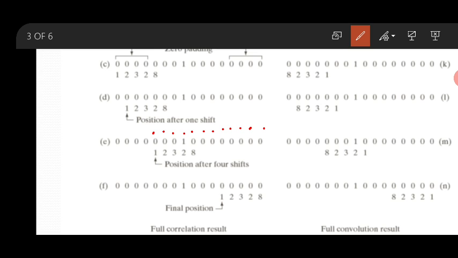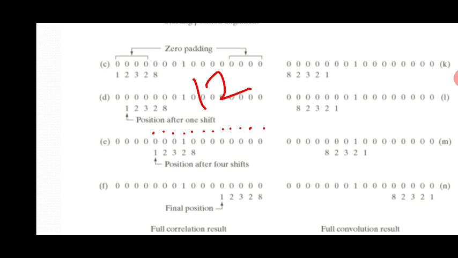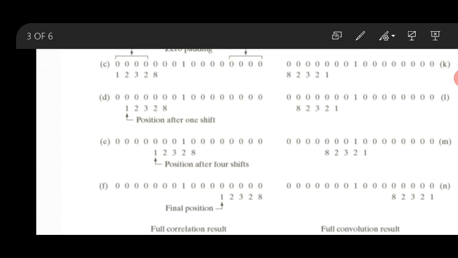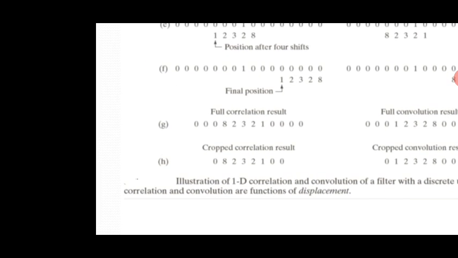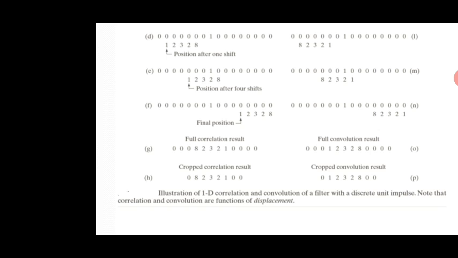12 bits, 12 positions you have shifted. I hope you understood this one. Means all the way it has been reached, because if you have to reach till the end of f. Now when you reach the end of f, all the way you get here 1, 2, 3, 2, 8. I hope you understood this one.